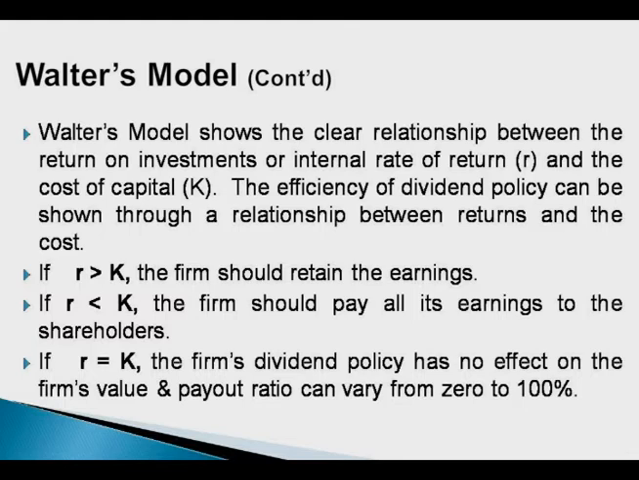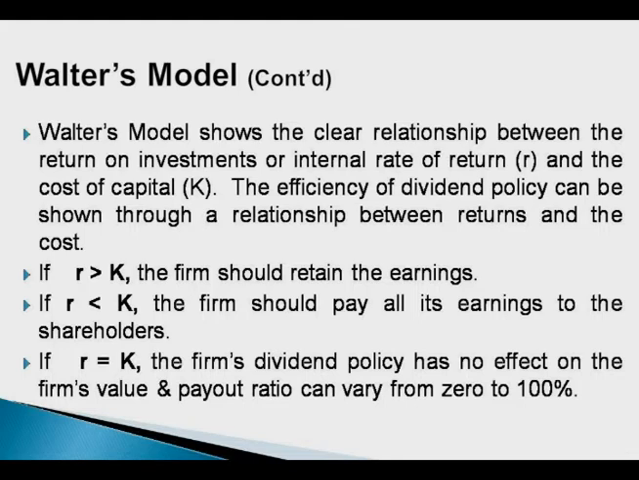The efficiency of dividend policy can be shown through a relationship between return and cost. So in the first case, if R, meaning internal rate of return, is more than cost of capital, in that case the firm should retain the earning. It means in that case, the company is never going to distribute any dividend.